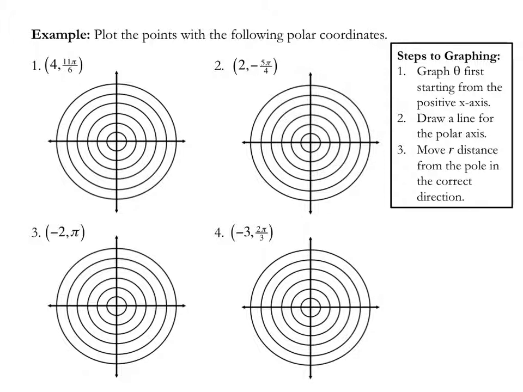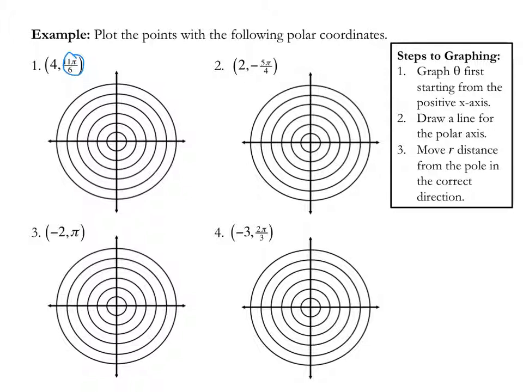So I put the steps to graphing on the right-hand side. It says that when you graph these, usually when we graph x and y, we graph x first, then y second. These we're going to go in the other order. You're actually going to start with the angle. So we're always going to start with whatever theta is, and we're going to graph that first. So you do need to locate these.